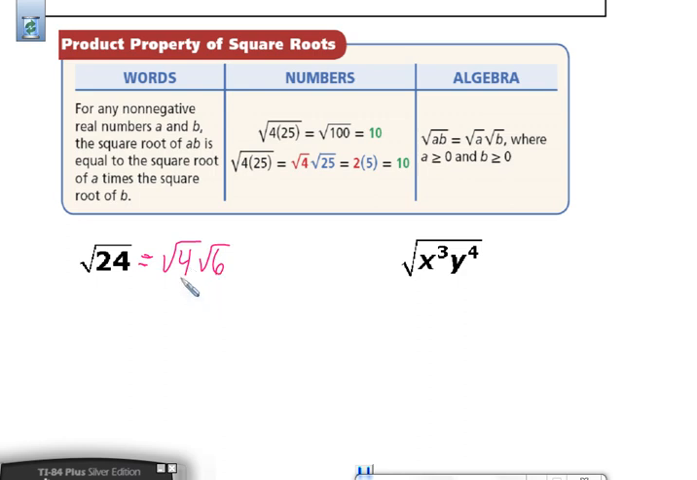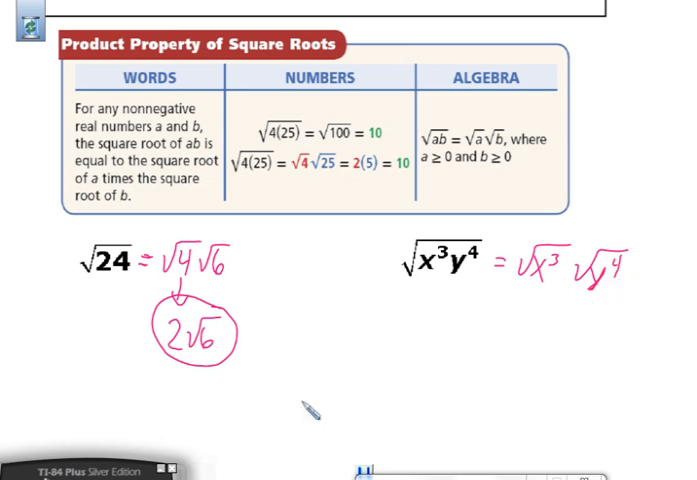So what we're going to end up doing is, well, what is the square root of 4? It's 2. What about the square root of 6? Nothing else breaks down into that, so we write 2 square root of 6. Looks just like that. What about if I have variables in there? Well, we kind of split it up: the square root of x cubed and the square root of y to the 4th.